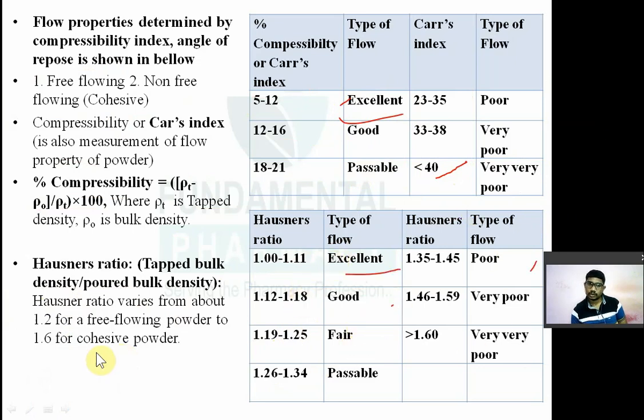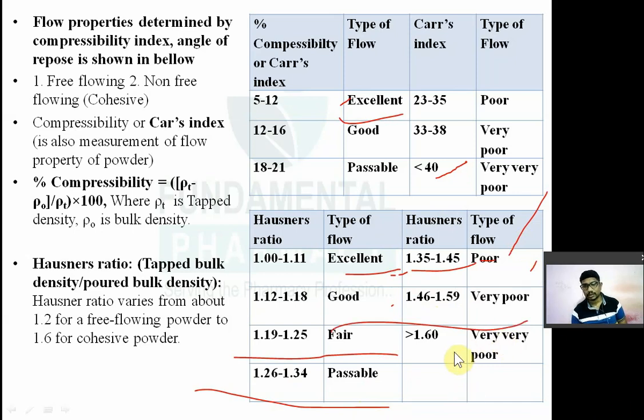If Hausner's ratio is between 1.19 to 1.25, that flow is the fair flow. If it is between 1.26 to 1.34, it is possible. Then if Hausner's ratio is between 1.35 to 1.45, it has poor flow. If it is more than that, it is again a very poor flow. If Hausner's ratio is more than 1.60, it has very poor flow, meaning cohesive powder. That is about Hausner's ratio.